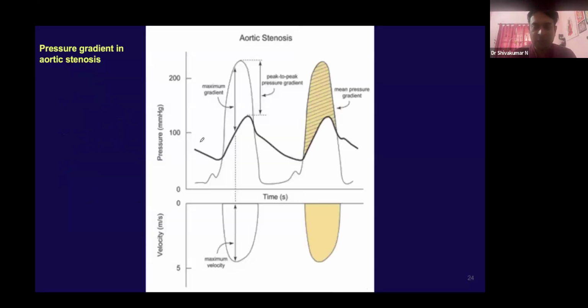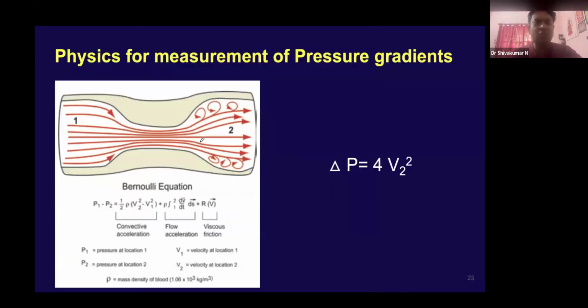So next we'll move on to other measurements: measurement of pressure gradients. Across the aortic valve or mitral valve, we need to measure the pressure gradients, especially in the setting of stenosis or valve replacement surgery.